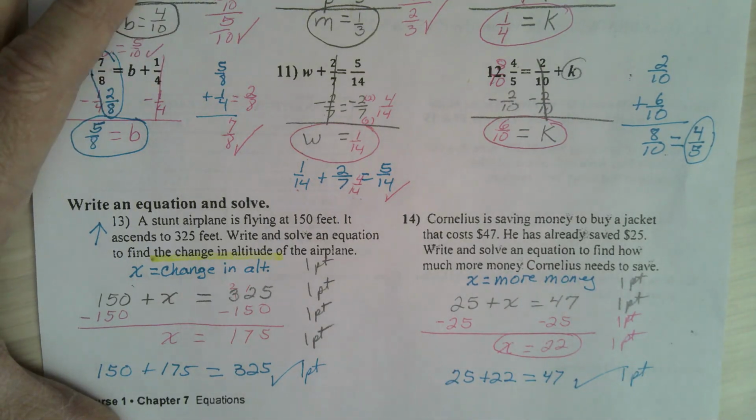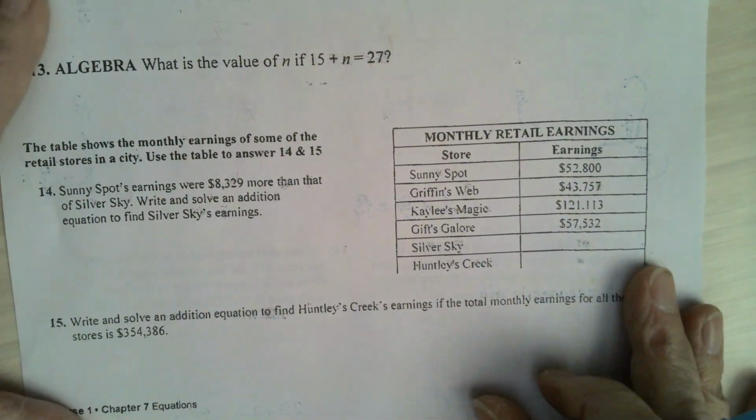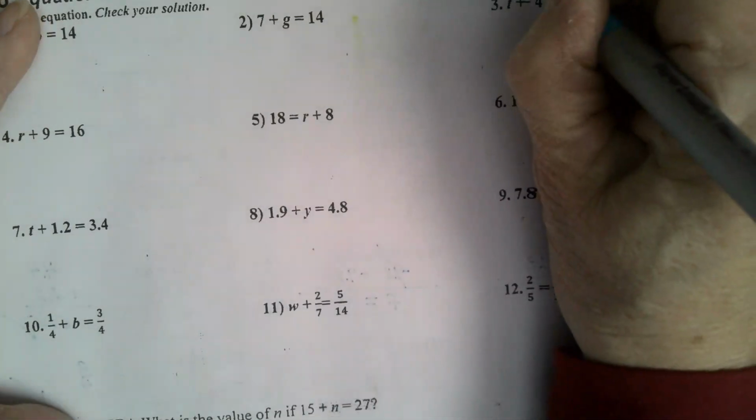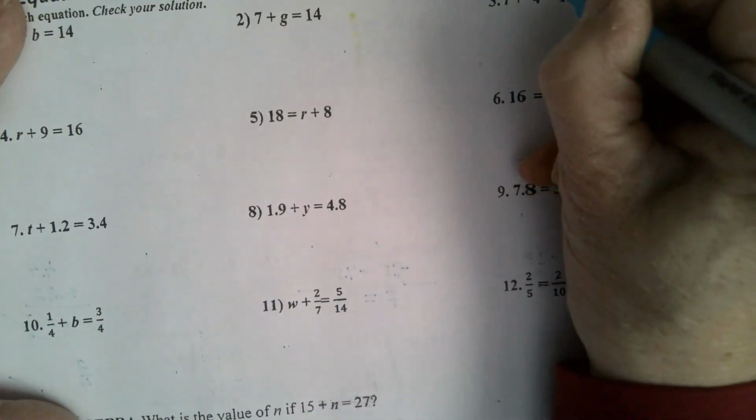Now, what are you going to do for homework? Turn your paper over. You are not doing the word problems because some of the information was left off, so we can't do the word problems. So you're going to do 1 to 13 and show your work on the problems.